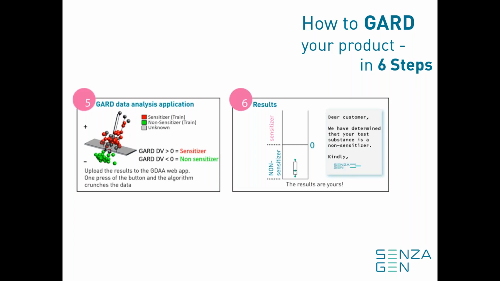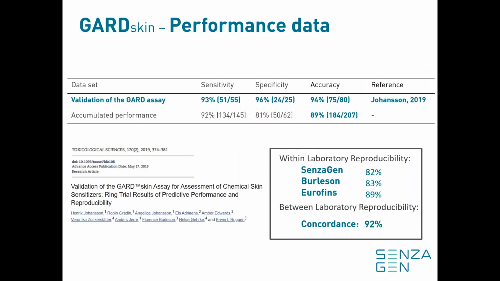And I think that this is a very powerful technology to combine human relevant cells with genomics and state-of-the-art machine learning. And just to briefly demonstrate some of the advantages with this data, I would like to show you some data from a recent validation study with the GARD skin assay. I use GARD skin as the example because this is the assay that we have most data available on, and it's also the assay that is closest to having formal regulatory acceptance.